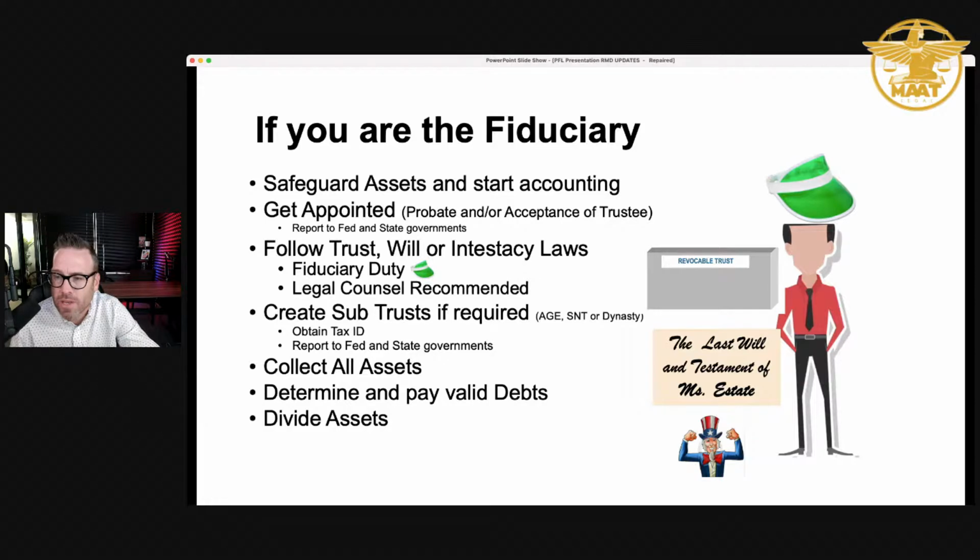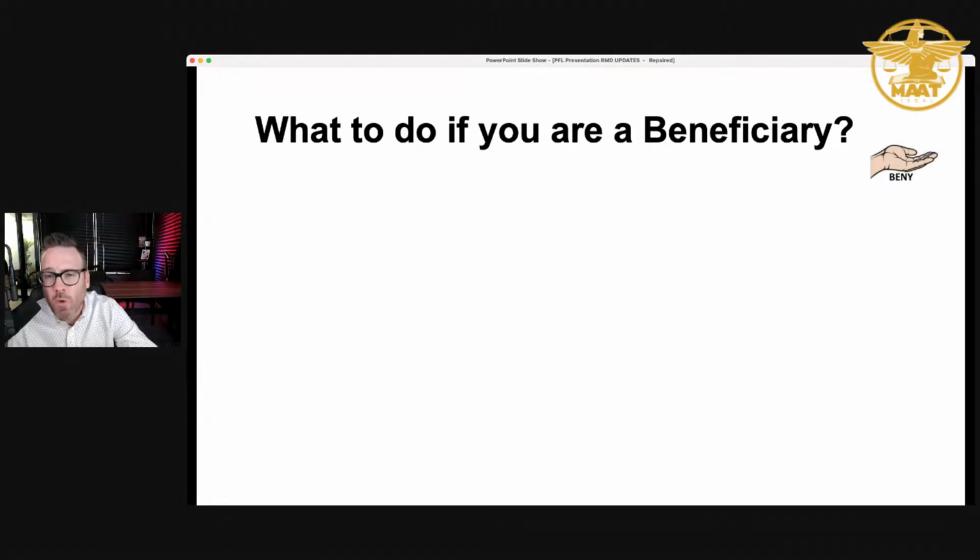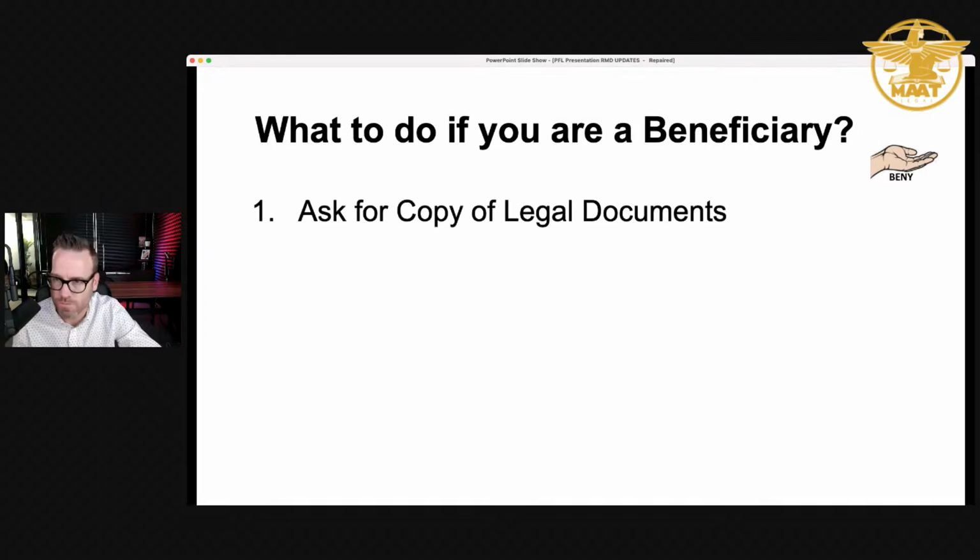And then after you pay all the debts, it's time to divide the assets. So if you're not the one in charge, if you're not the fiduciary, you're a beneficiary, here's what you should do. You should ask for a copy of the legal documents. If there's a trust or a will, you want to get a copy of that just so you can understand what should be happening. And then they should be providing you an accounting. That's part of the job when you're administering a trust or when you're administering a will through probate. You need to provide an accounting, let all the beneficiaries know what assets there are and what's going on.